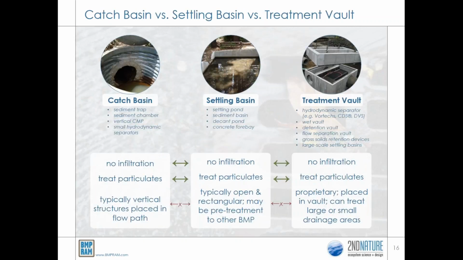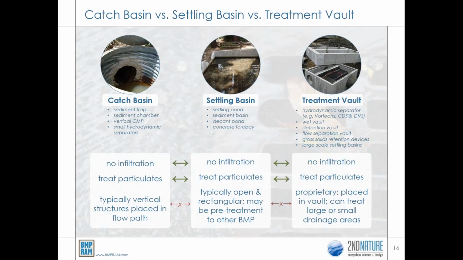Catch basins versus settling basins versus treatment vaults. All three of these BMPs treat particulates, but none of them infiltrate stormwater. Catch basins are typically vertical structures constructed within an existing flow path. Settling basins are very similar, but they tend to be larger and rectangular and usually have flows directed to them rather than being placed in an existing flow path. Additionally, they may or may not be used as a pre-treatment before runoff enters a larger scale BMP.